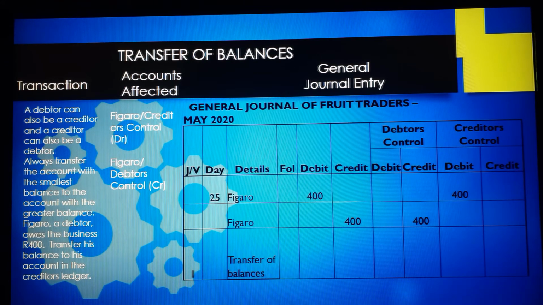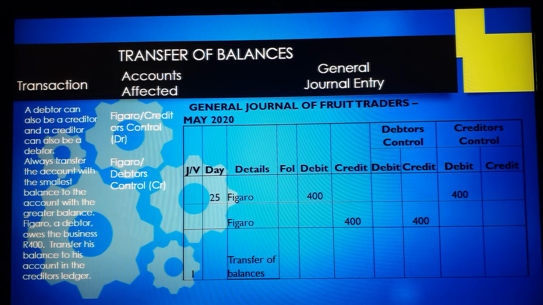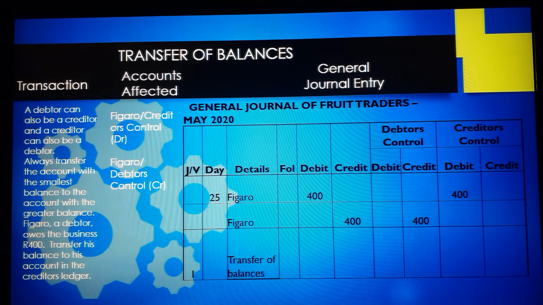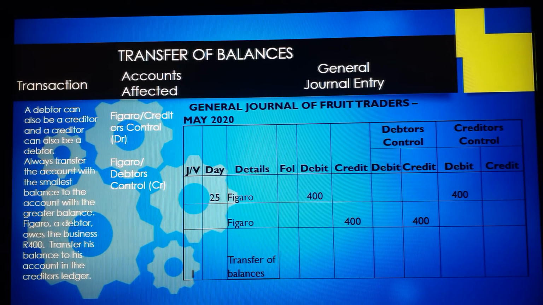Our last set of transactions are regarded as transfer of balances. And what this means is that a debtor of the business can also be a creditor, or a creditor could also be a debtor. And the way in which we would carry out a transaction such as this is that we always transfer the account with the smallest balance to the account with the greater balance.